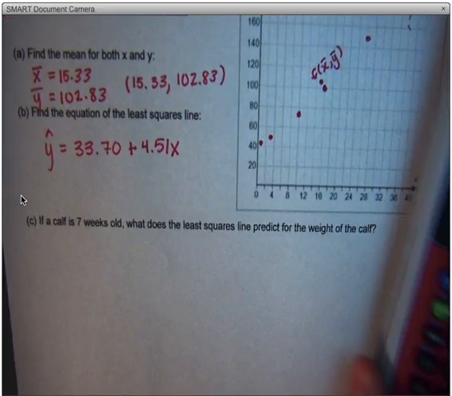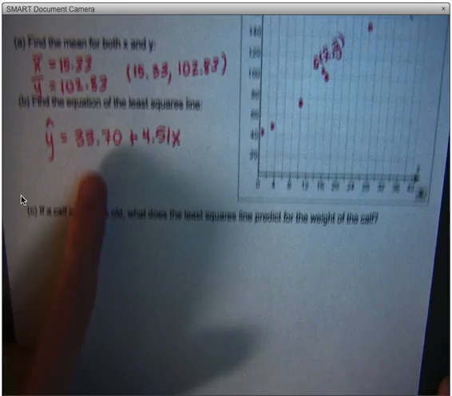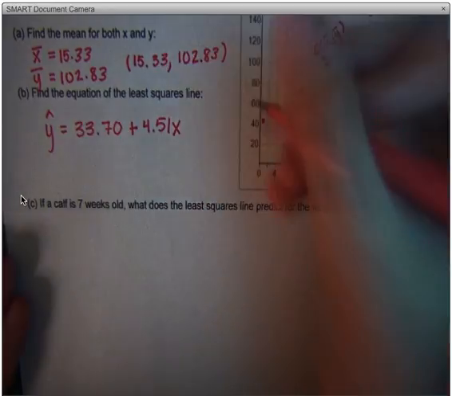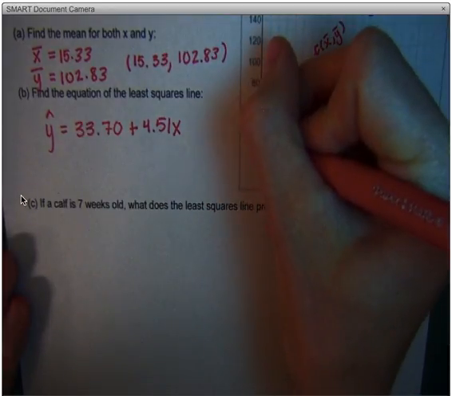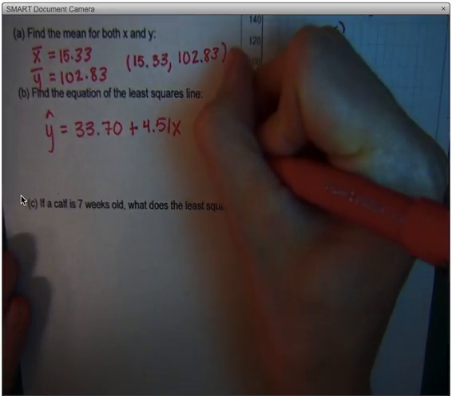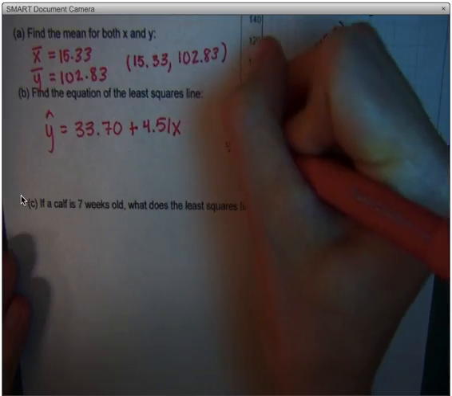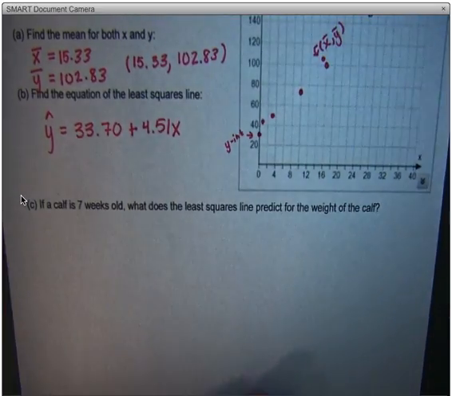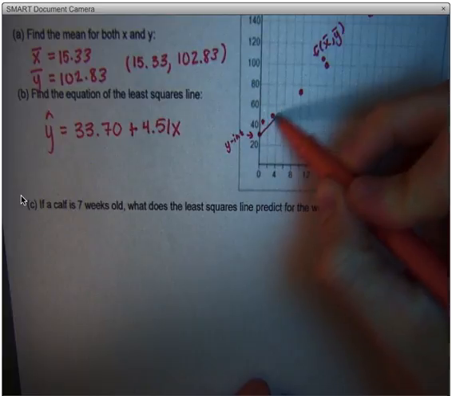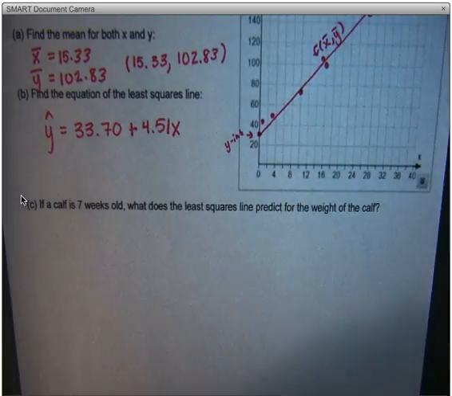Okay, so to finish our line, remember this value tells us our y-intercept. So on the y-axis, let's plot the point 33.7. Now we can complete the line by connecting our y-intercept with our x bar, y bar.